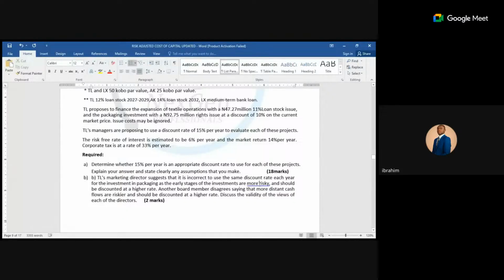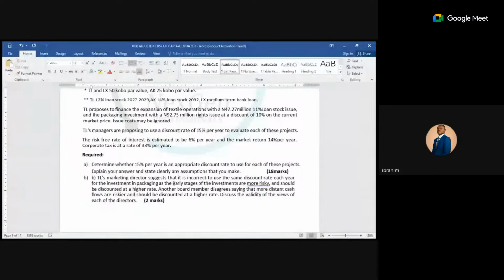Okay. Go ahead. Okay, requirement A. Determine whether 15% per year is an appropriate discount rate to use for each of these projects. Explain your answer and state clearly any assumption that you make.